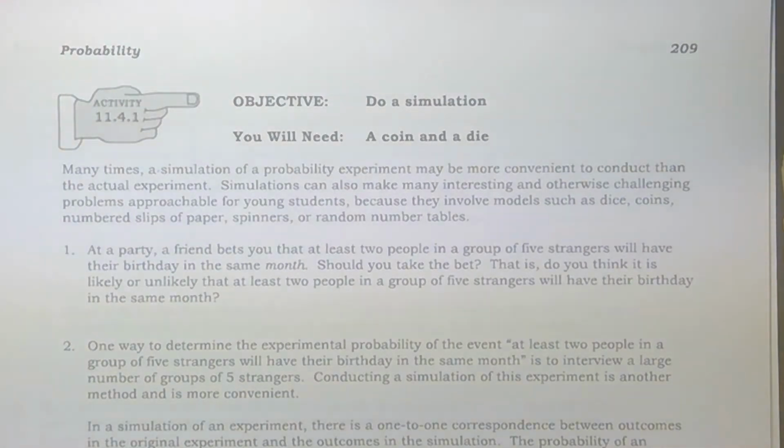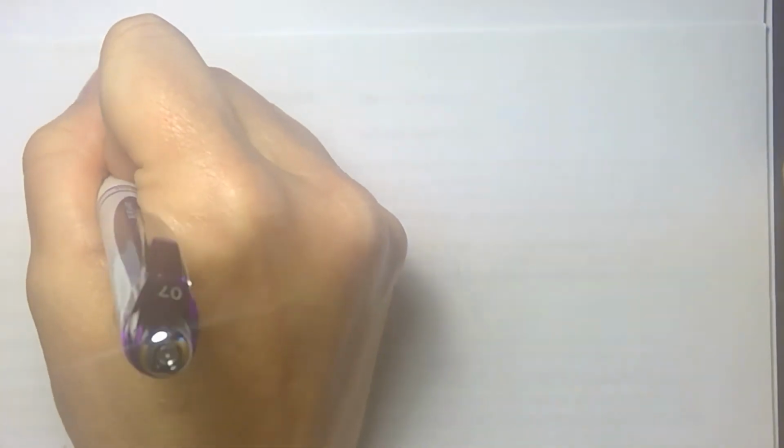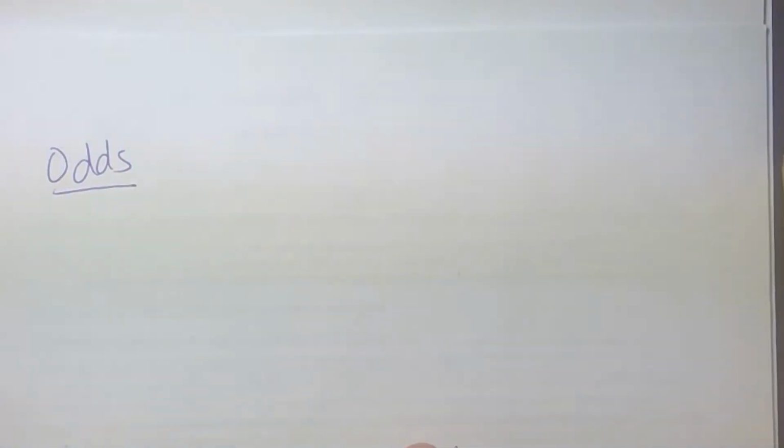Our goal for this video is to talk about the activity manuals from Chapter 11, Section 4. But before we get started with those activity manuals, we're going to talk about the concept of odds. Now, odds and probability, very similar, but you need to stop and think about how the odds are calculated.